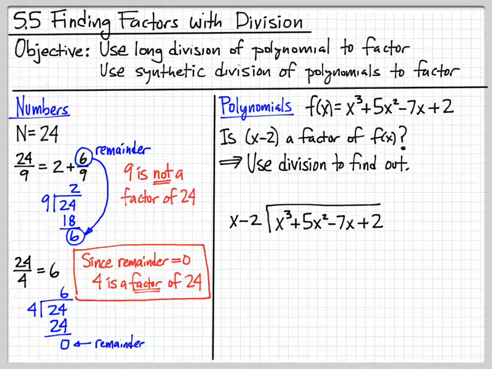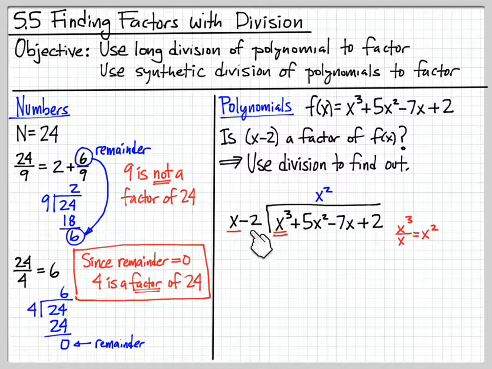So what we do is we start off by looking at this x cubed term and seeing how many times it would divide into x. So on the side here we can write this: x cubed divided by x, and we find it x squared. So we write x squared up top here, and then we take the x squared and multiply it times x minus 2, just as we took 2 here, multiplied it by 9 to get 18. We're going to take x squared, multiply it by x minus 2. And this is what we get.